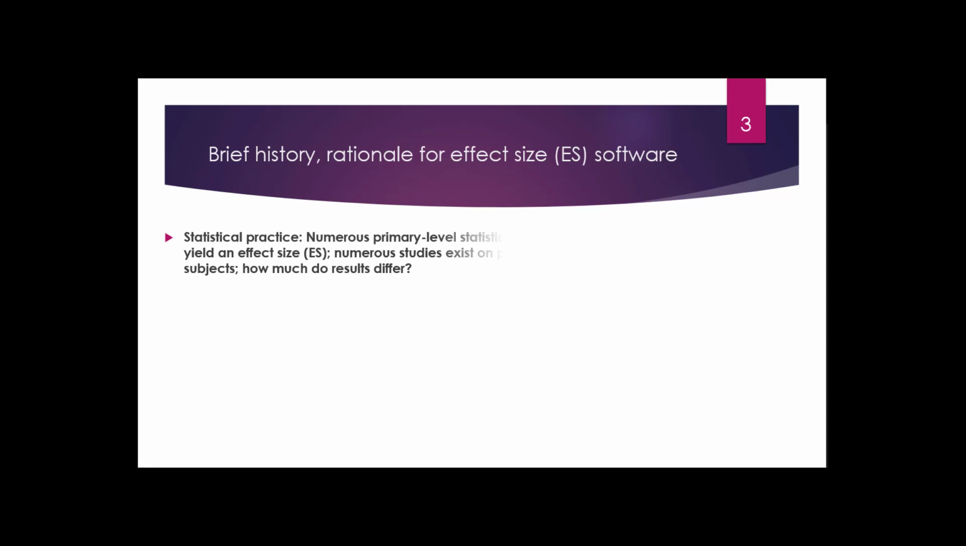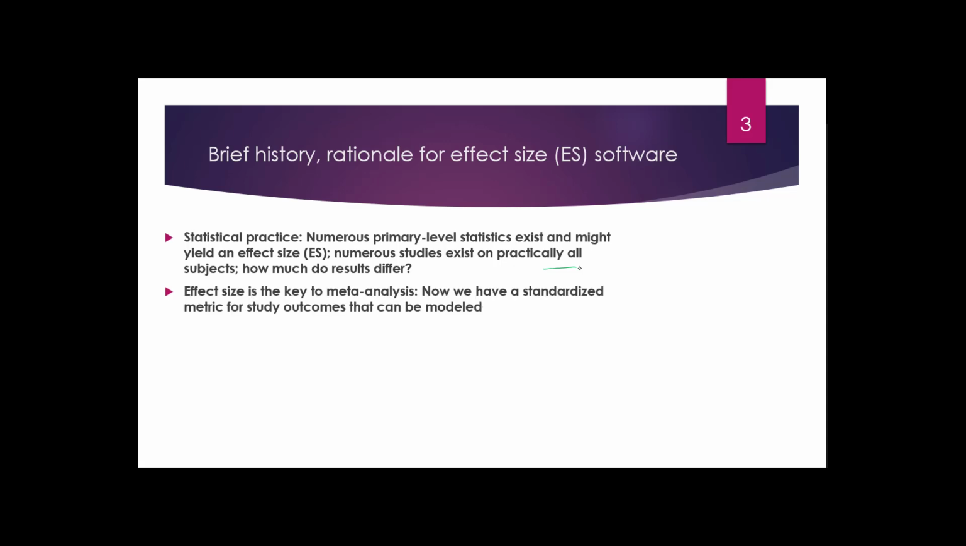Okay, so brief history. In practice, there are lots of ways that studies report statistics. Mann-Whitney, chi-squares, F-tests, t-tests, means and standard deviations, all kinds of variations. And there are also numerous studies out there. So a question is really, how much do results differ, and can we make sense of them? Effect size is really a key for meta-analysis because now you've got a standardized metric for study outcomes and you can model these effects.